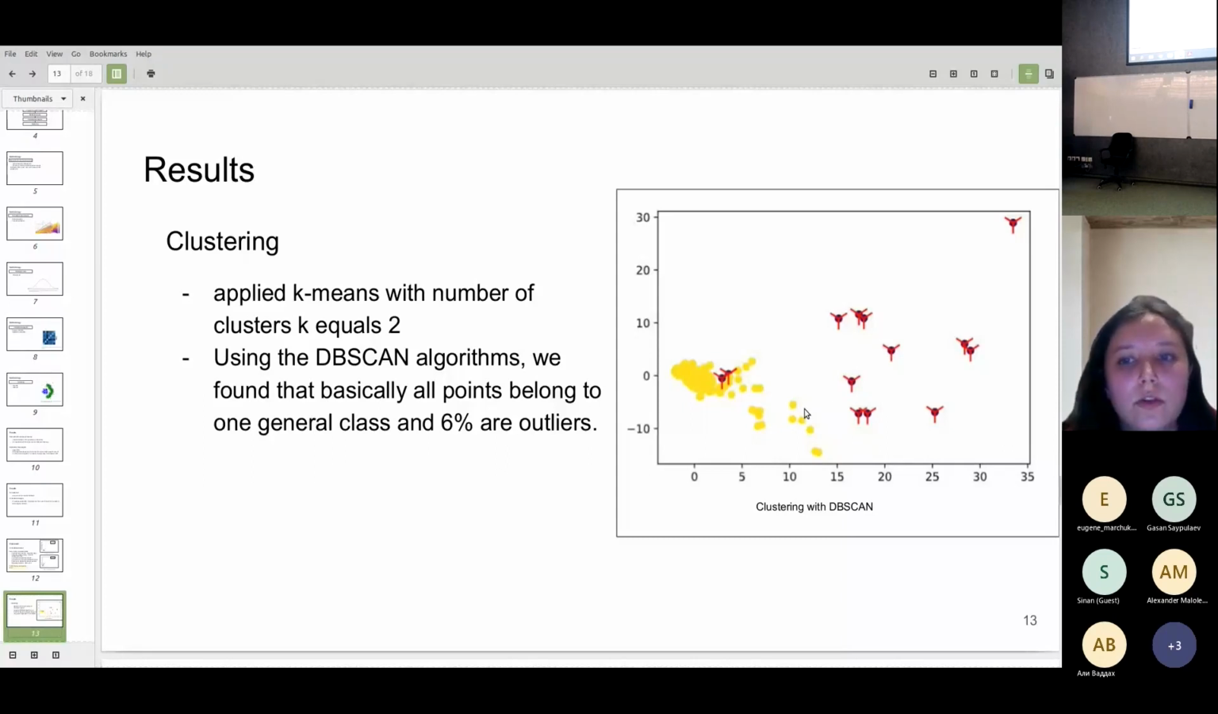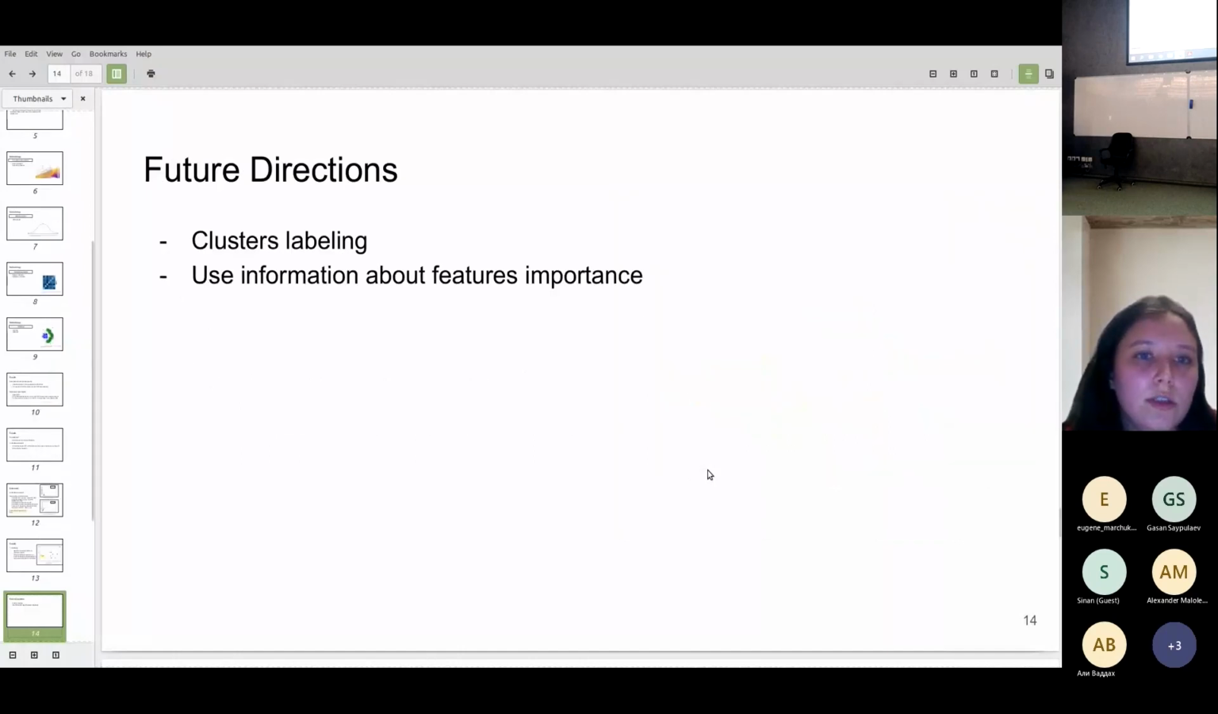After that, we decided to calculate statistics for both clusters again separately. So we calculated statistics for one general class and for outliers, and found out that after that standard deviation became smaller or comparable with mean. And now we move to future directions. Now we can look at cluster labeling or working with received information about features.